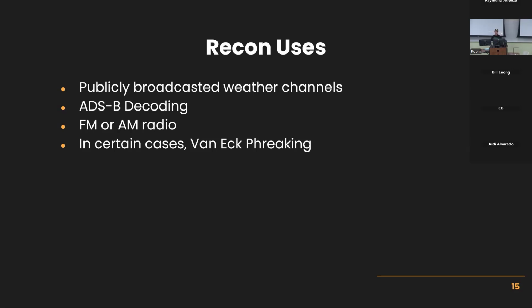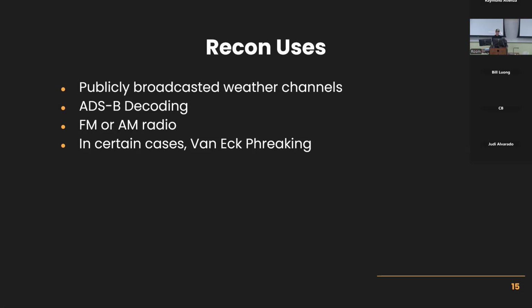ADS-B decoding is used for airplanes. So in that frequency, which I believe is 1090 megahertz, you can get location data, you can get call signs. So no longer do you have to restrict yourself to airplane Wi-Fi if you want to find where you're going.